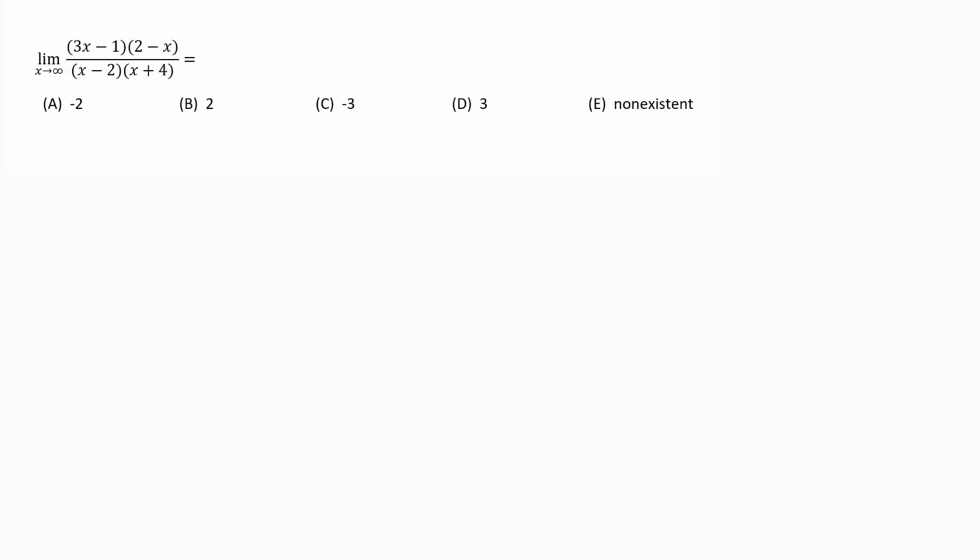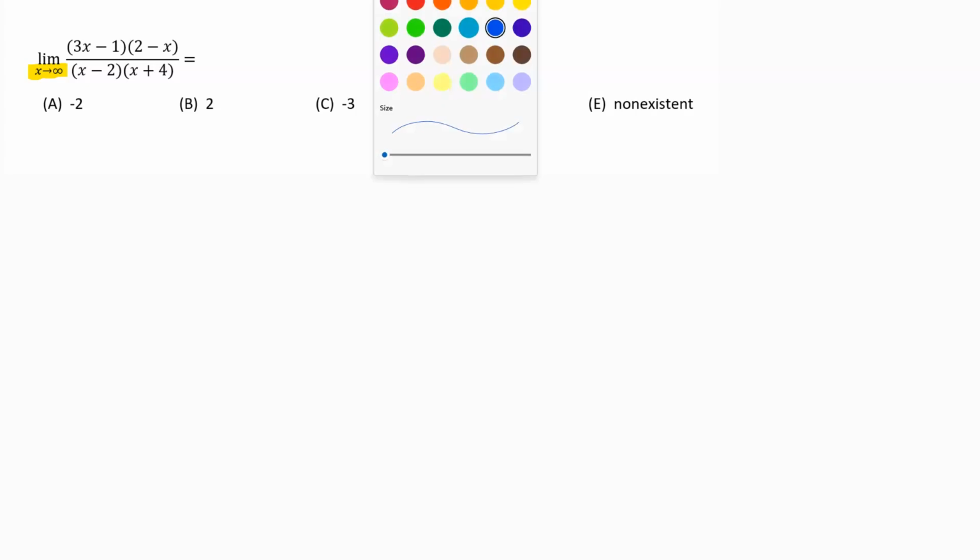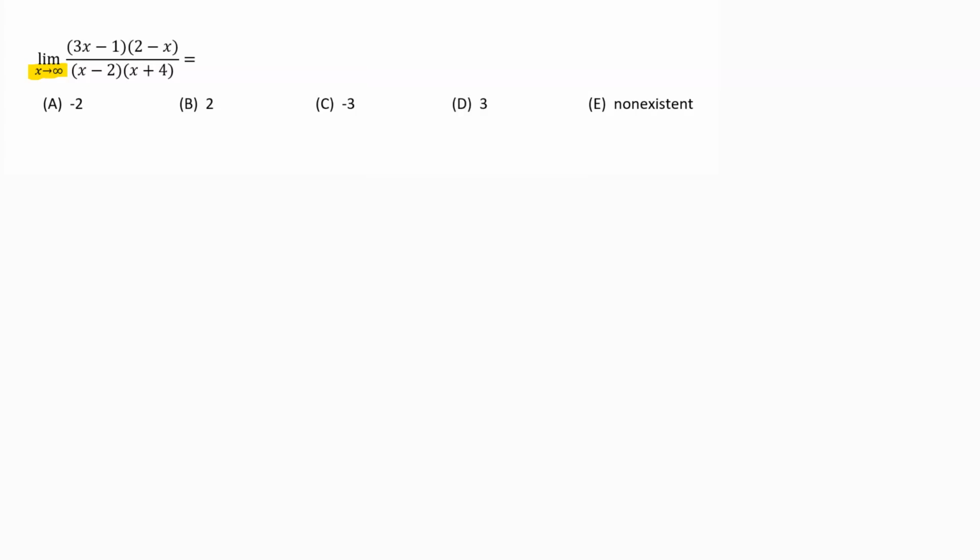The first thing we want to notice when we look at this problem is where the limit is headed. As you look down here, this problem has a limit as x is headed to infinity. So when I'm talking about infinite limits, that immediately tells me that I only really have to worry about three options on how this problem could work out.